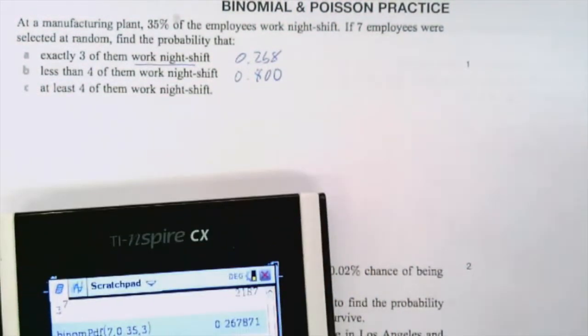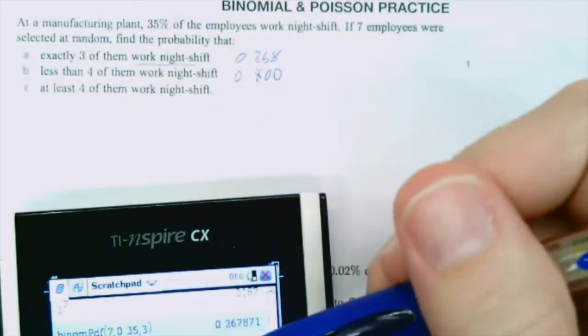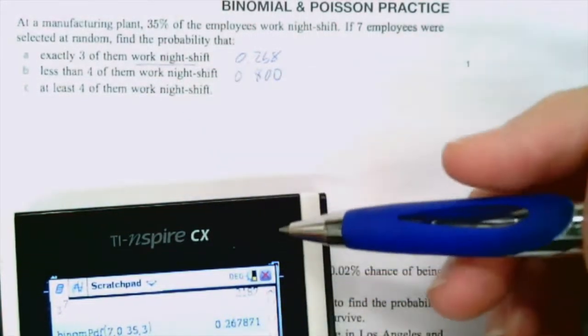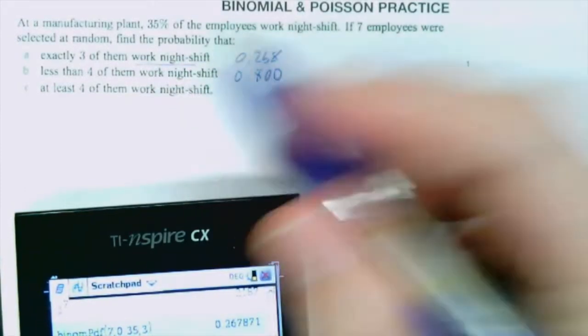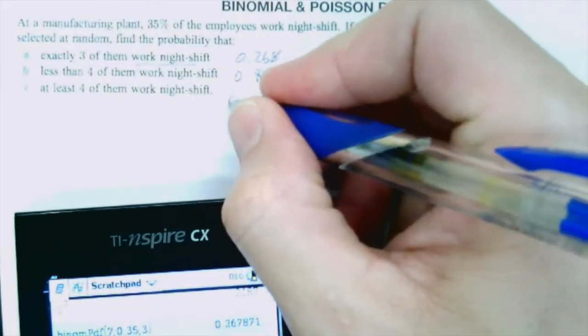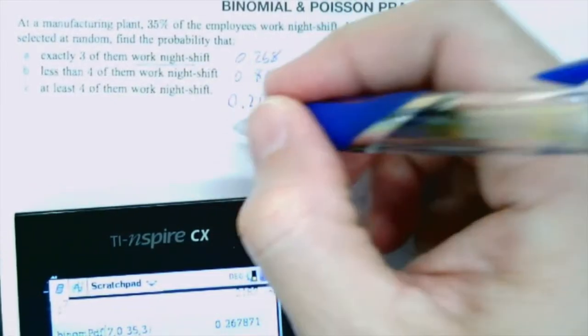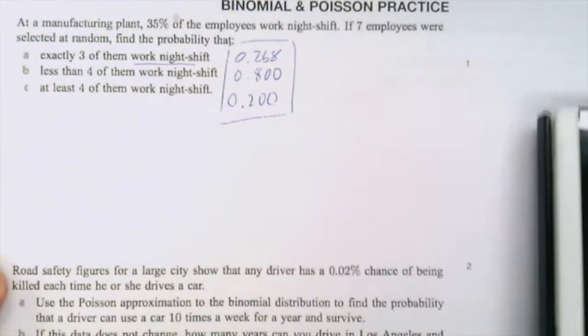Now, part C is that at least 4 of them work night shift. I could go through and do the same thing, or I could recognize that that is the opposite of the previous one. So if 0.800 is the probability that less than 4 of them work night shift, then 4 or more should be 0.200. And so that's question number 1, binomial probability. Let's go on to the next one.